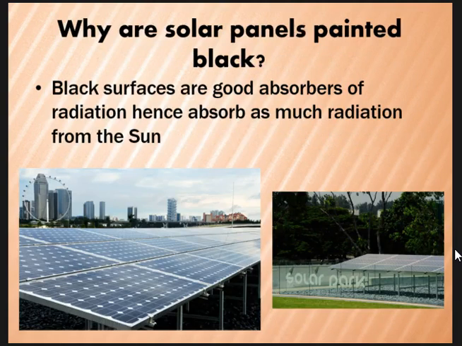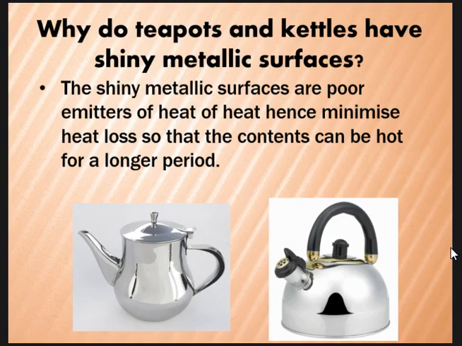So, let's now apply what we have learned to a few real-life examples. For example, why are solar panels painted black? Well, that is simply because black surfaces are good absorbers of radiation. Hence, they can absorb more radiation from the sun compared to a shiny or silver surface. Why do teapots and kettles have shiny metallic surfaces? The shiny metallic surfaces are poor emitters of heat. Hence, this will minimize heat loss from the hot drink inside the kettle. So this will help the contents inside these kettles to remain hot for a longer period of time.